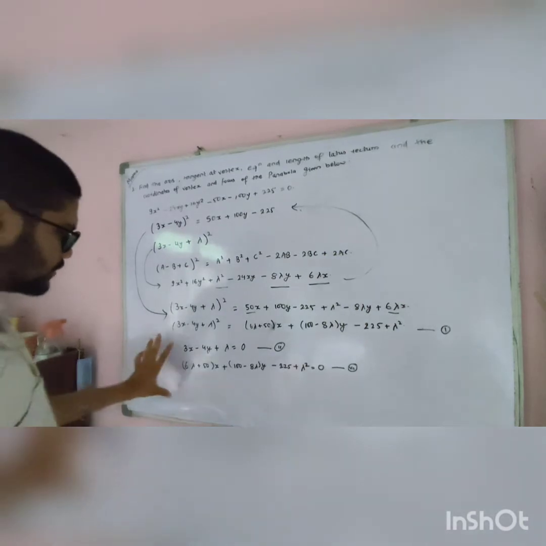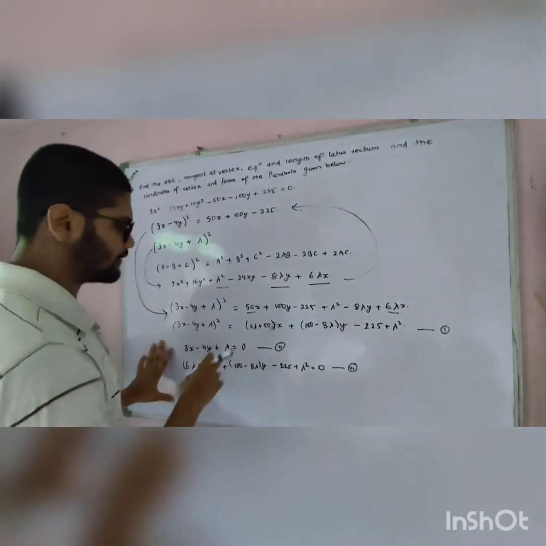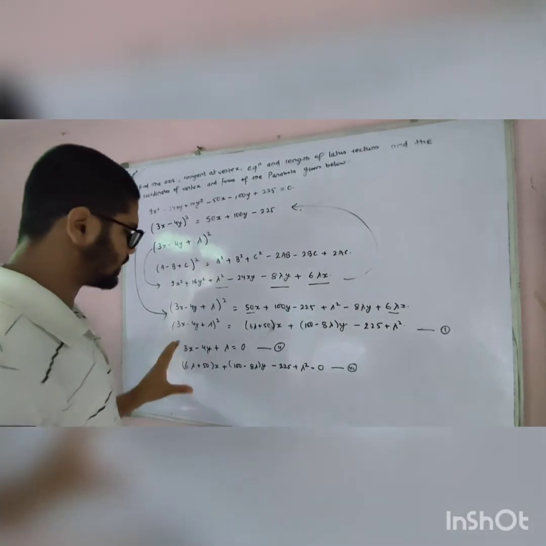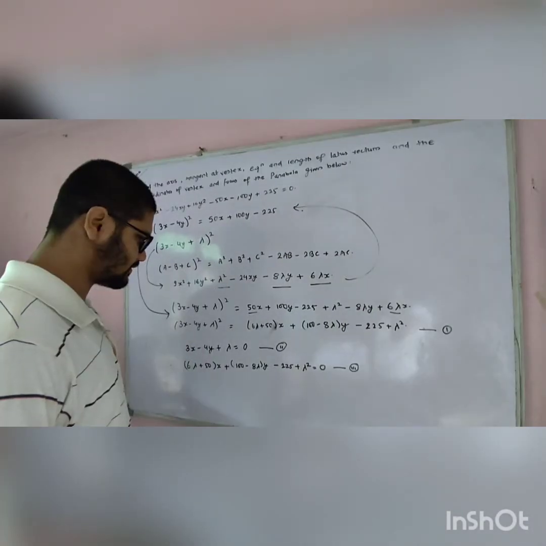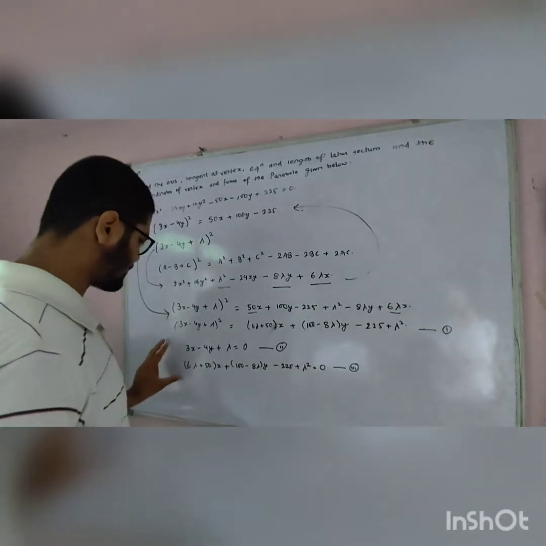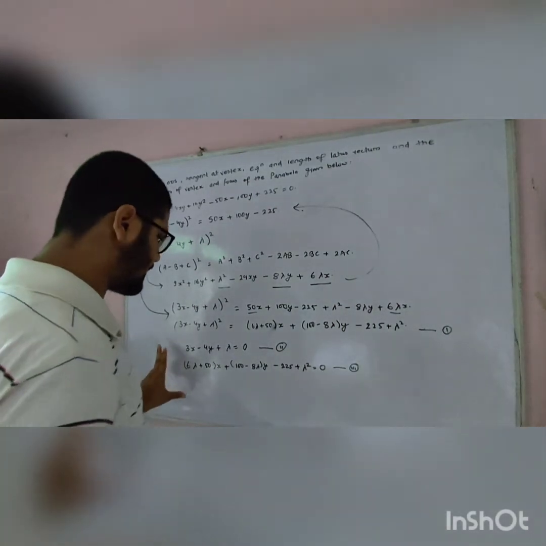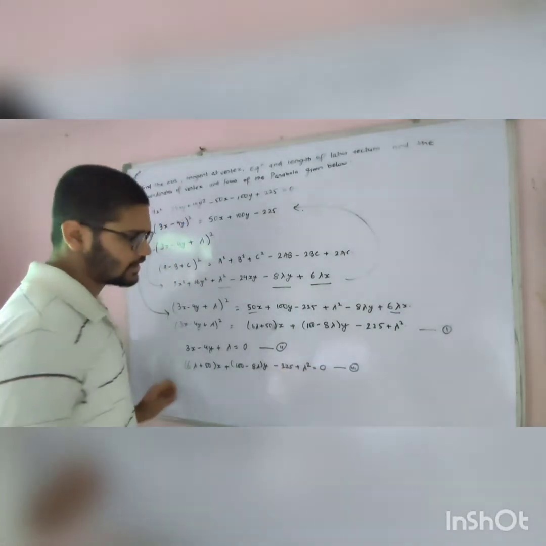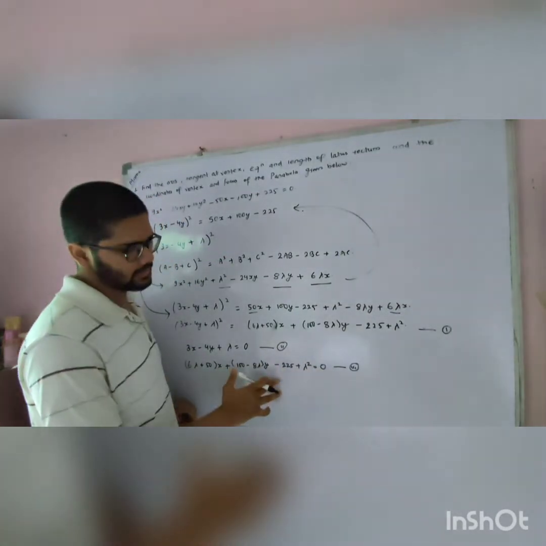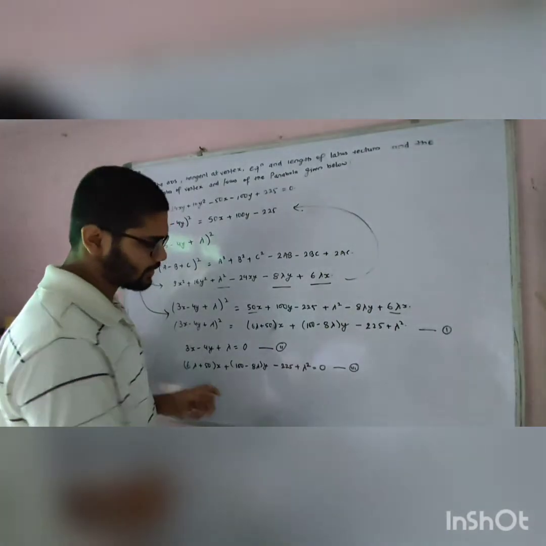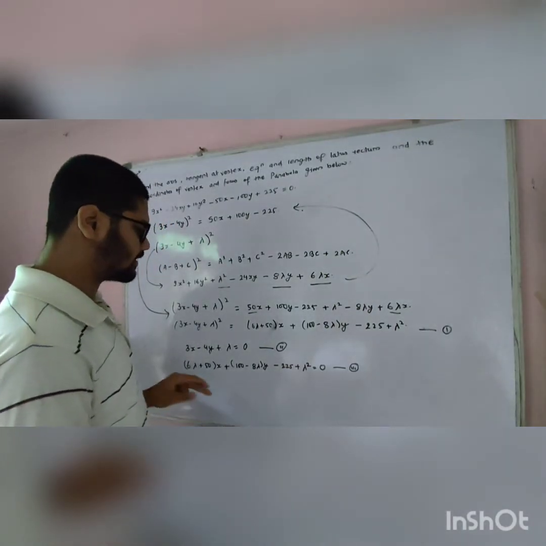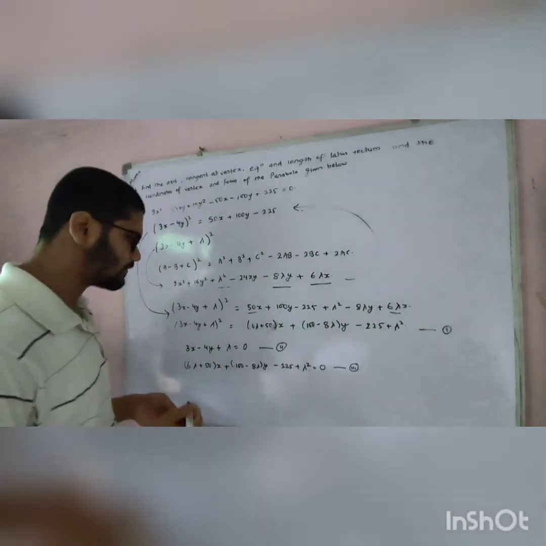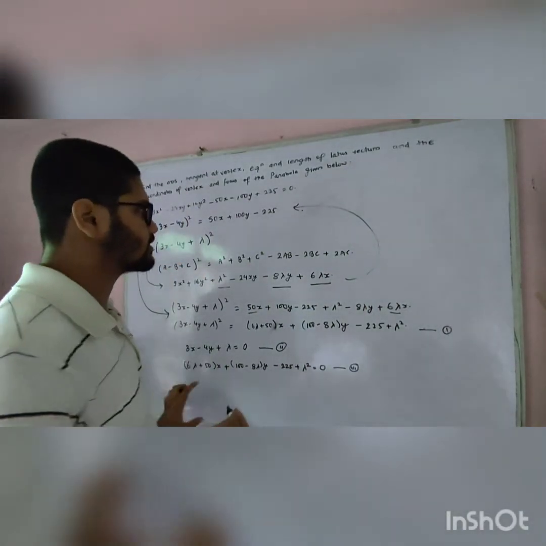So we have to find the value of lambda in such a way that equation 2 and equation 3 are perpendicular to each other. And since equation 2 and 3 are perpendicular to each other, what we have learned earlier is that the product of their slopes equals -1. So first of all we have to find the slope of equation 2 and equation 3.